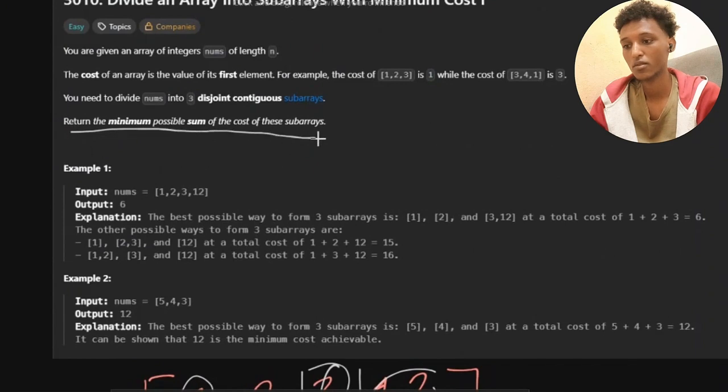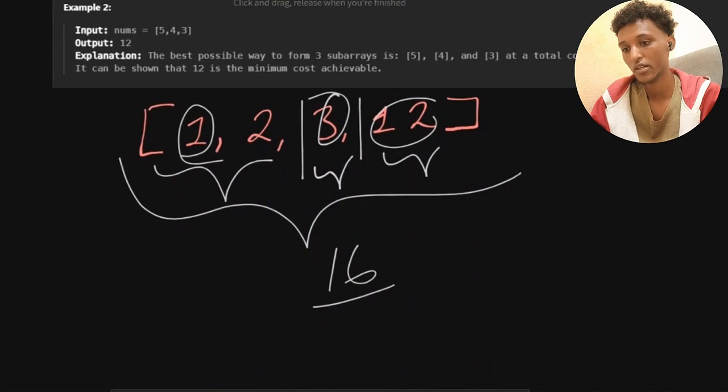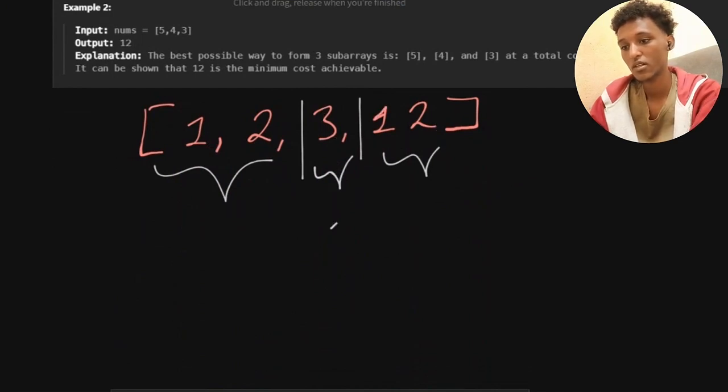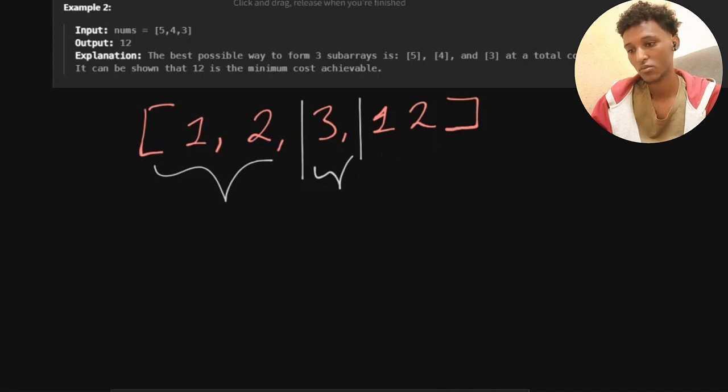Return the minimum possible sum of the subarrays' cost, it says. So what I have to do is partition this array in such a way that the cost would be minimized. So using this partition, I have about 16 cost. Can I make this partition more optimal so that I can minimize the cost? Let us try another partition.